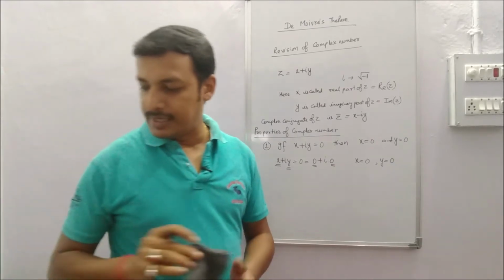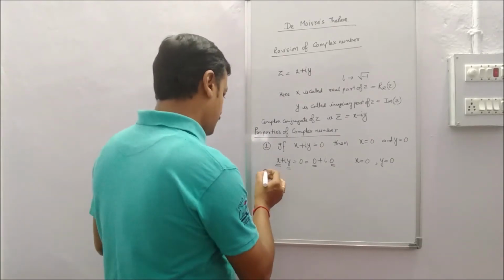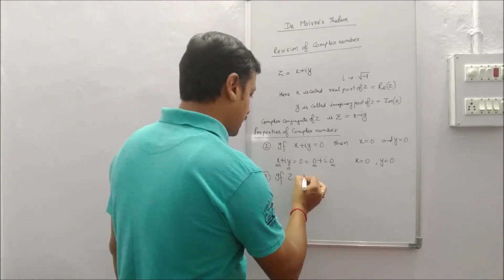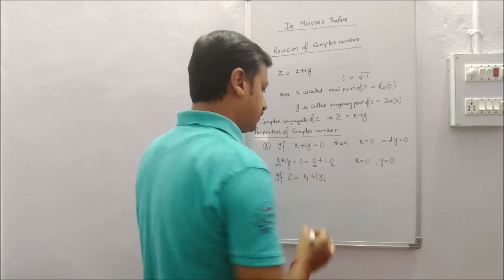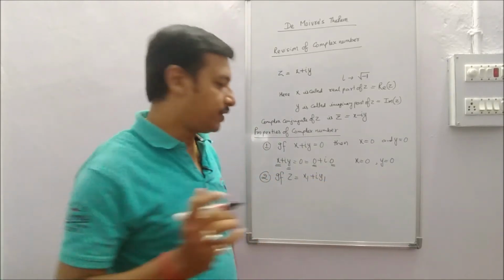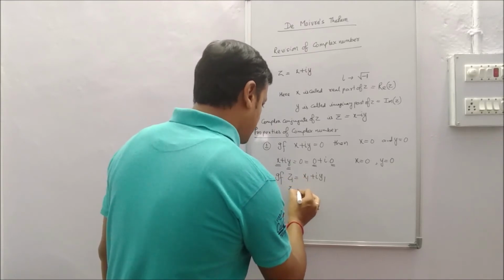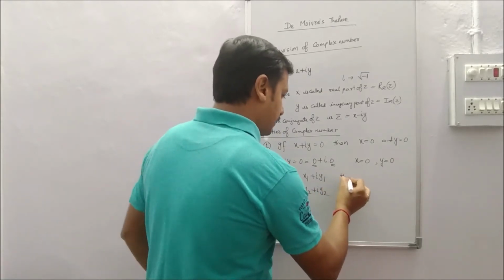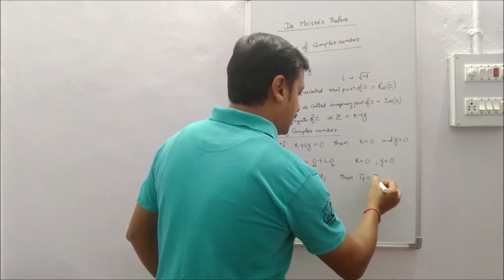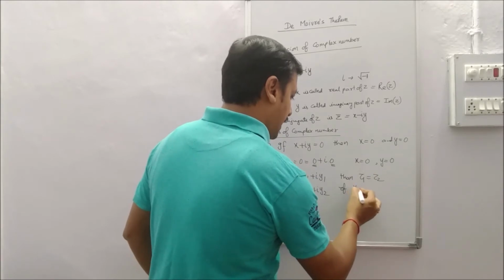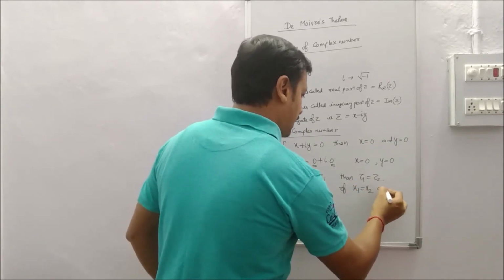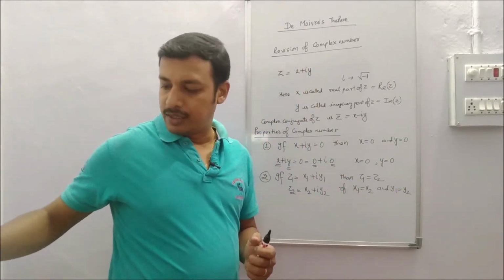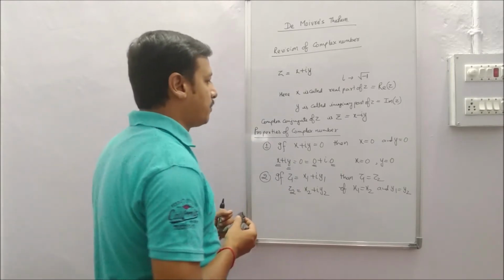The second property says that if z1 is equal to x1 plus iy1 and z2 is equal to x2 plus iy2, then z1 is equal to z2 if x1 is equal to x2 and y1 is equal to y2. These are some important properties of complex number.